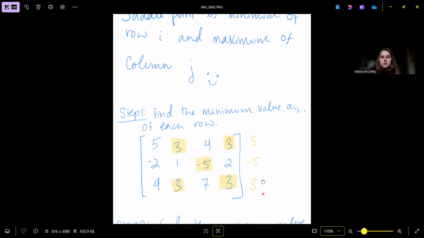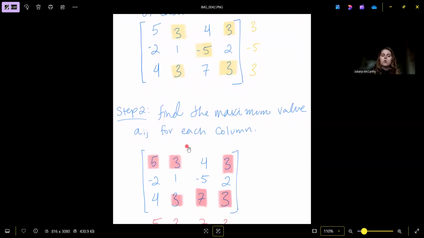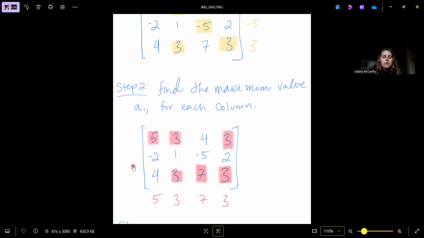So I highlighted them. Now moving on to step 2, we are finding the maximum value, A_ij, for each column, starting with our first column. Out of 5, -2, 4, our maximum value is 5. So we highlighted it. Our second column we have 3, 1, 3. Our maximum value is 3. Highlighted them, wrote it down here. For our third column, we have 4, -5, and 7. The greatest value is 7. And then for our fourth column, we have 3, 2, 3. Our maximum value there is 3.